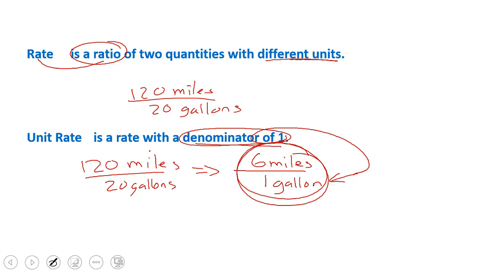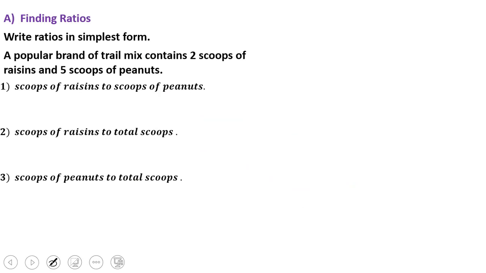So ladies and gentlemen, we're going to start off this first video with our examples on writing ratios. Ratios being of the same units. So scoops of raisins to scoops of peanuts, and you might think they're different because raisins and peanuts are different, but we're actually talking scoops to scoops. And it says a popular brand of trail mix contains 2 scoops of raisins and 5 scoops of peanuts. So in number 1, we're going to do a ratio of scoops of raisins to scoops of peanuts.